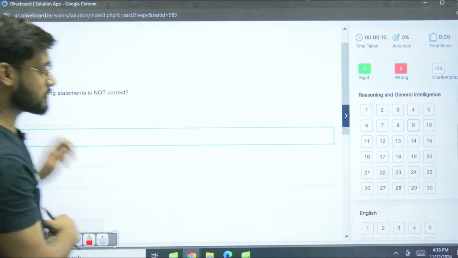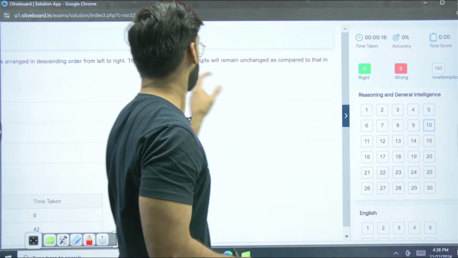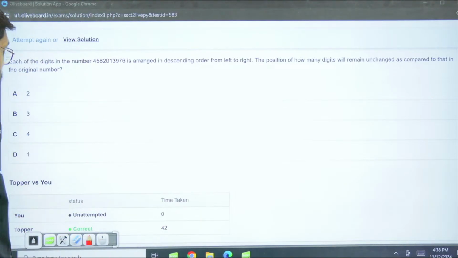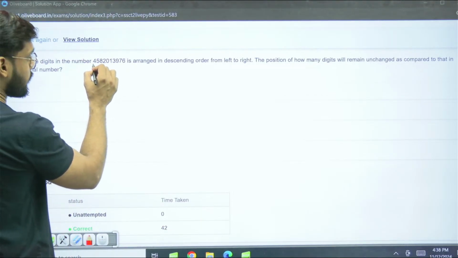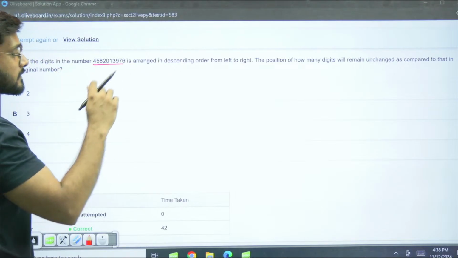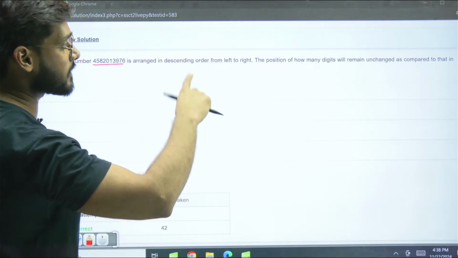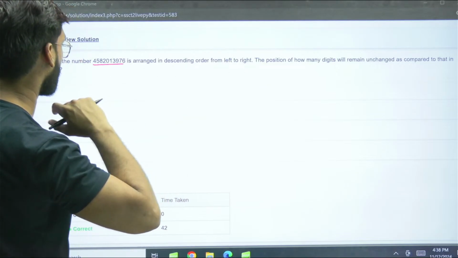Okay. Next question. The 10th question on our screen. Let's see what should be the right one. Each of the digits in the number 458201396 is arranged in descending order from left to right. How many digits will remain unchanged as compared to the original number?